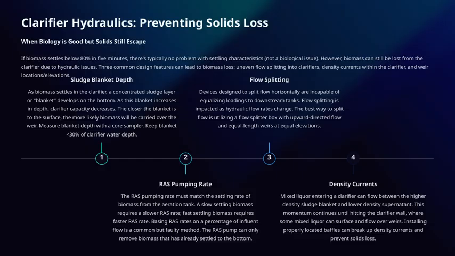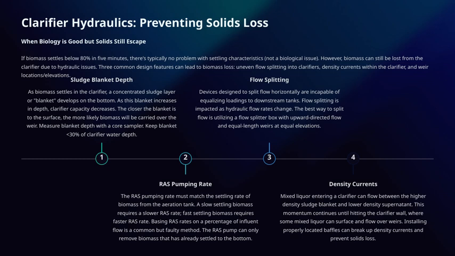Second, density currents within the clarifier can carry solids over the weir. These occur when denser sludge flows between layers. And third, the position and height of weirs play a significant role. If they're not properly located or elevated, solids might be carried out with the effluent.